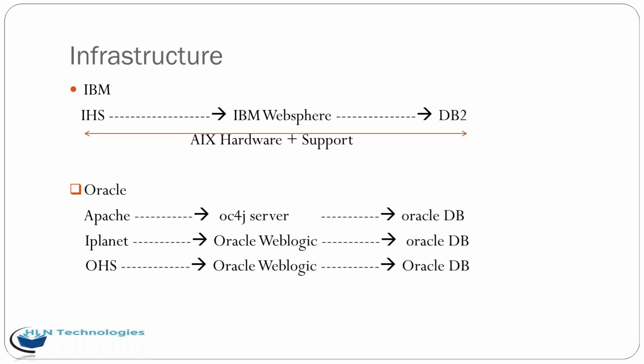Okay. So coming to the infrastructure part. IBM was ruling the market around 2010, even in 2012 also. IBM never went to the services because they had their own IHS web server, their own application server, and their own database. In that scenario, why would I need to go to the services?